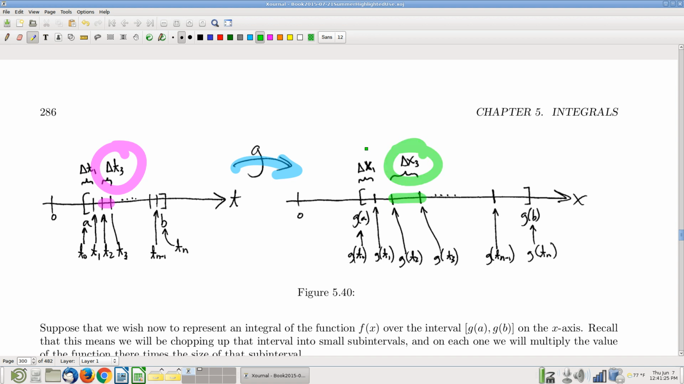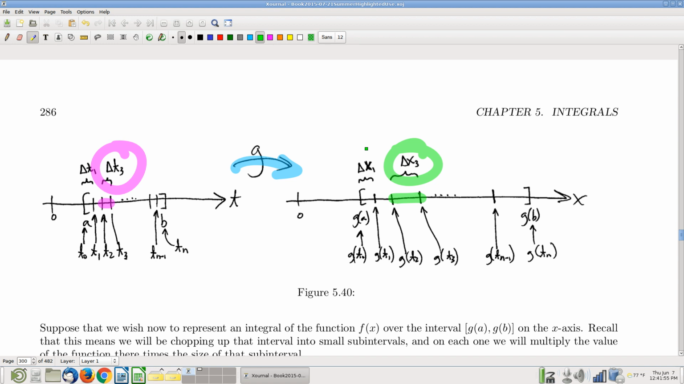Its image is a little piece of the x-axis. Very naturally, we might want to call that delta x. Right? So the process of slicing up this domain into little pieces, using which we can write a Riemann sum, aka an integral, gives us a process of slicing this up by which we can write a Riemann sum, aka an integral. Right? So creating an integral here gives an integral here.